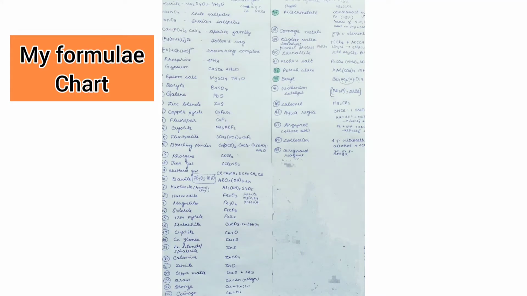You can do that. Just list every name, like NaNO3 Chile saltpeter, KNO3 Indian saltpeter. Just go on listing it. The zinc blende, ZnS, copper pyrite, CuFeS2, whatever you come across. Okay, go on. Like for brass and bronze.